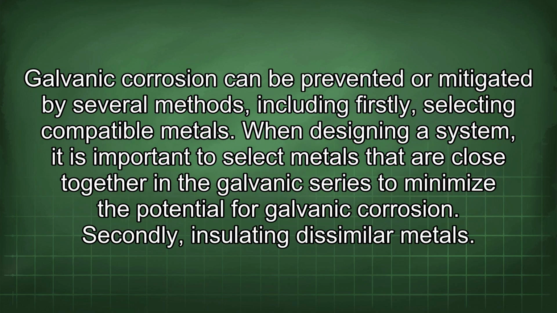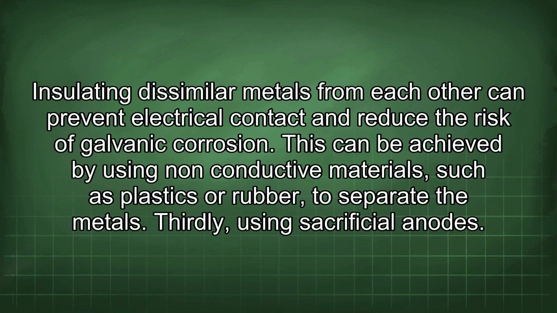Galvanic corrosion can be prevented or mitigated by several methods, including firstly, selecting compatible metals. When designing a system, it is important to select metals that are close together in the galvanic series to minimize the potential for galvanic corrosion. Secondly, insulating dissimilar metals. Insulating dissimilar metals from each other can prevent electrical contact and reduce the risk of galvanic corrosion. This can be achieved by using non-conductive materials, such as plastics or rubber, to separate the metals.